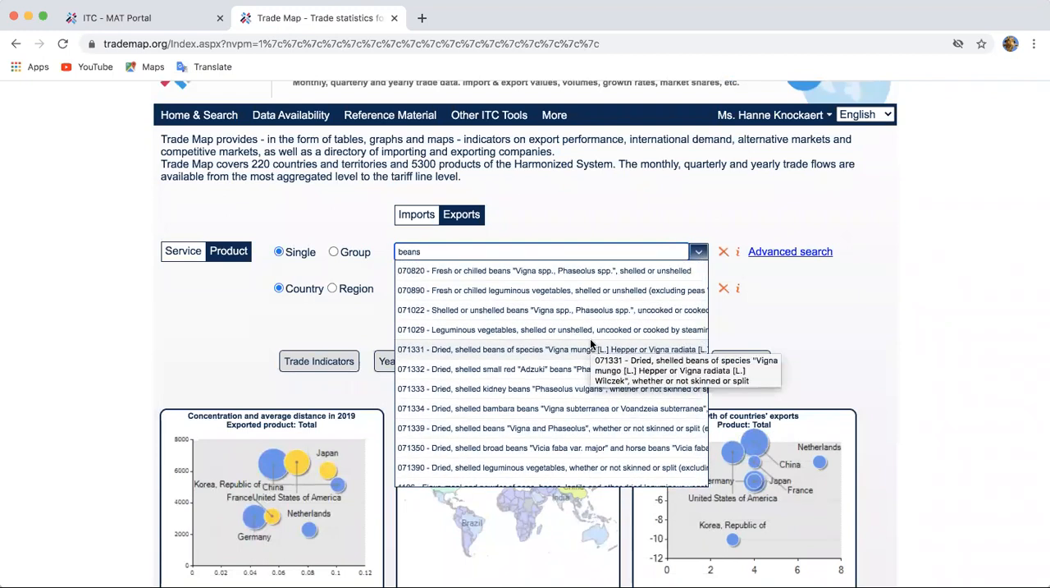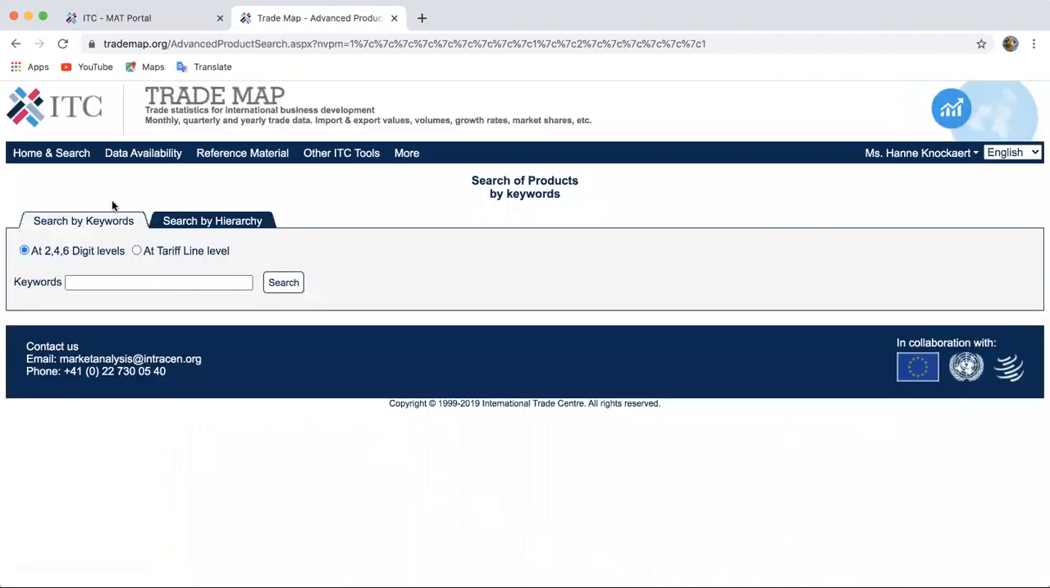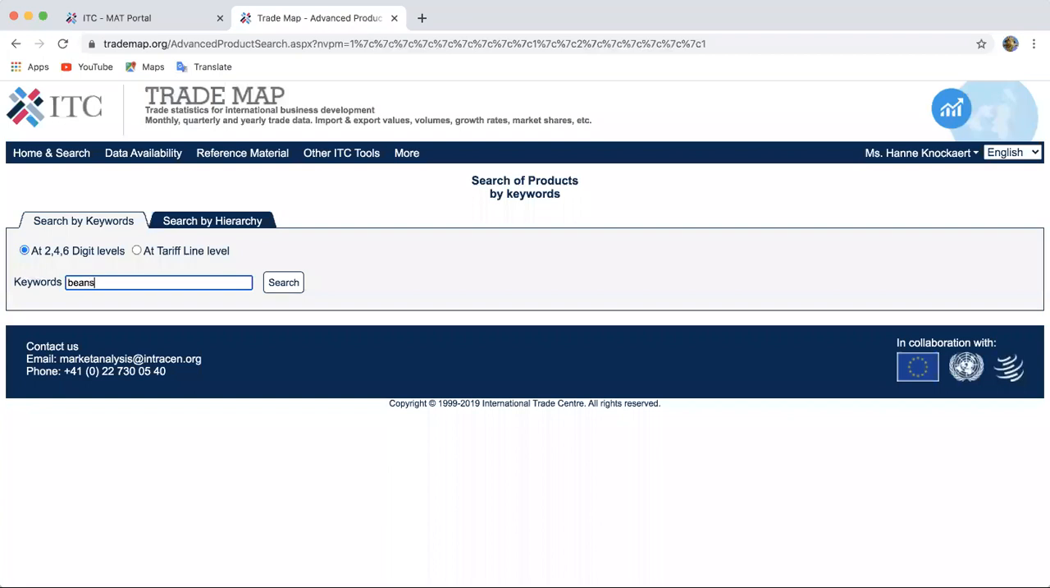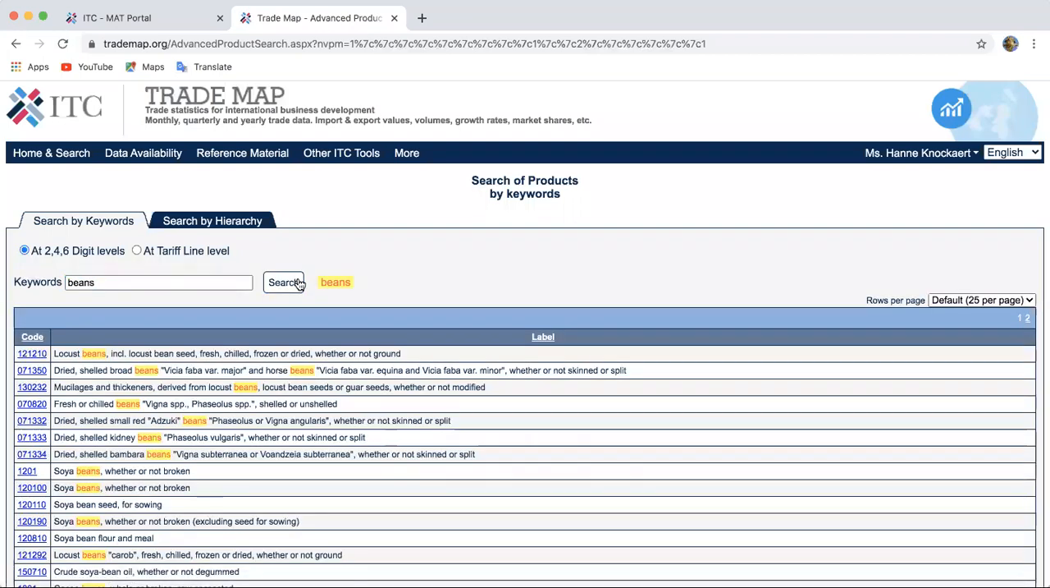So in this case, it's much less obvious. And this list is also not exhaustive. So this list is only the top 50 results of what beans could be. So in this case, you go to advanced search if you don't find your product code by just entering it. And you can search by keywords. So in this case, let me look for beans.